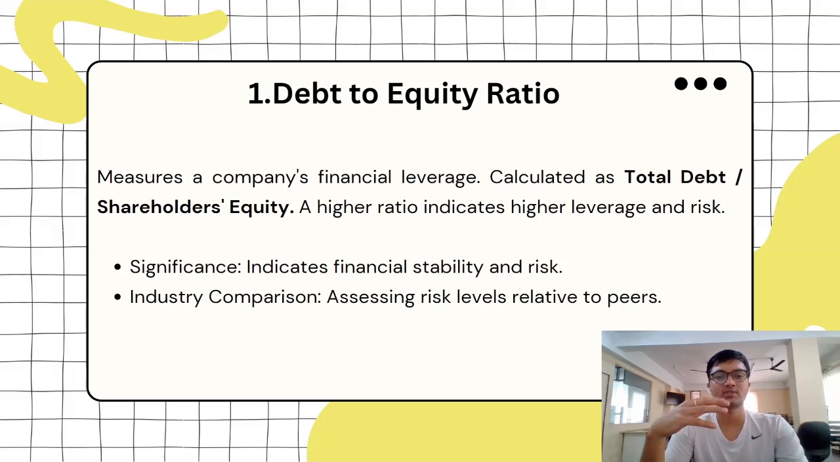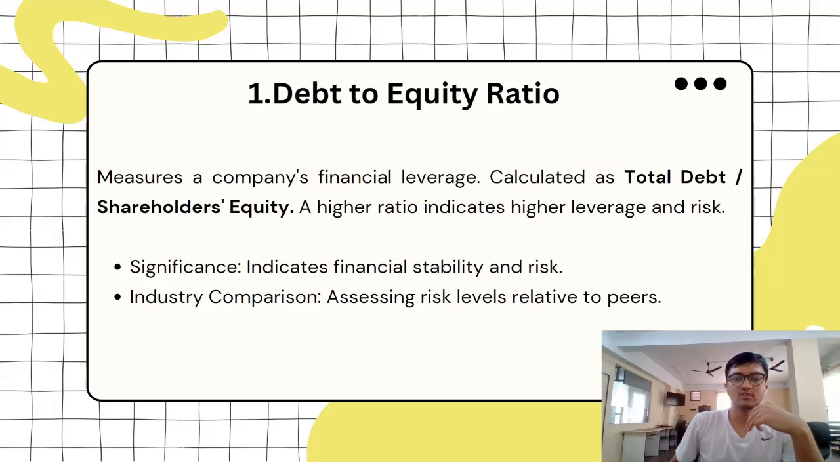So 100 rupees I put into my business, but 120 I've taken from the outside. That is actually bad news for shareholders, because the company has more debt than the amount of money that all the shareholders of the company have put into the company. Simple. It indicates financial stability and risk. It helps in assessing risk levels relative to its peers.